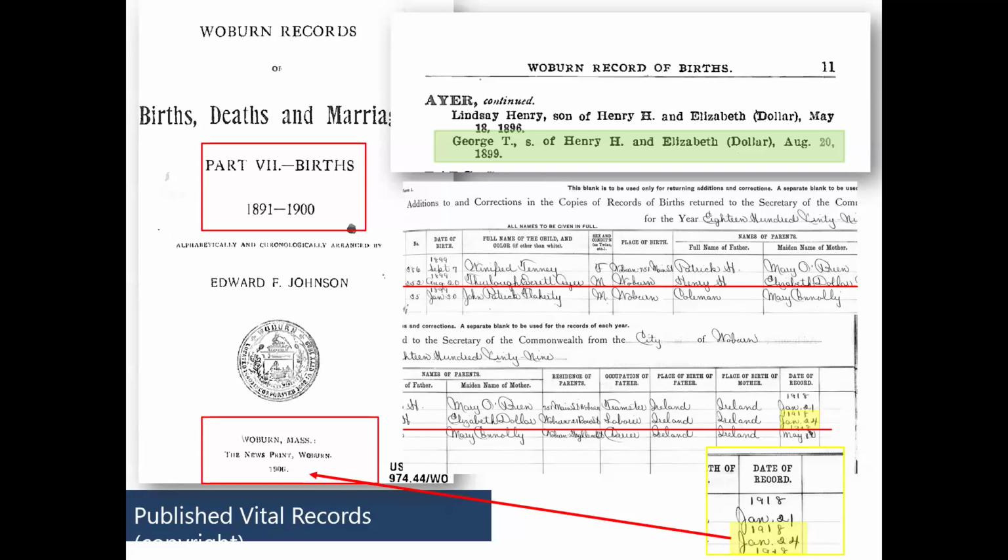And we do always need to look and see when certain things are published. For instance, going back to my grandfather, the Woburn records of births, deaths, and marriages up through 1900 were published in 1900. And so in that volume, my grandfather will forever be known as George T., son of Henry H. and Elizabeth Dollar, born August 20th, 1899. And why is that? Because the amendment didn't hit. The earliest amendment that we've found doesn't happen until January in 1918.